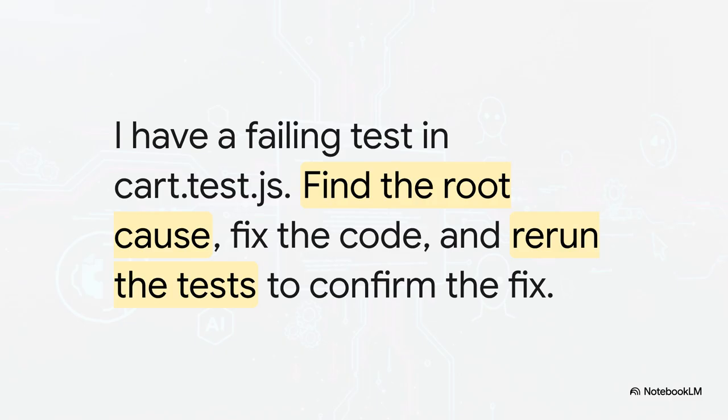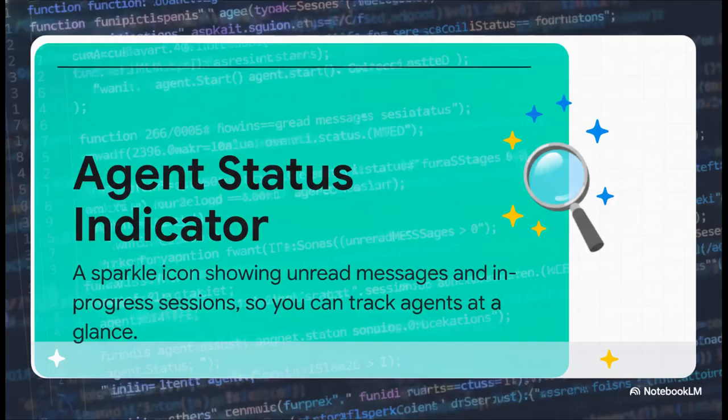That level of detail is what lets the agent really shine. And you know what's cool? While the agent is off doing its thing, you don't have to just sit there and watch it. You just keep an eye on this little sparkle icon, the agent status indicator. It'll light up if a session is working or has a message for you, so you can stay in your flow without ever losing track of what your agent's up to.